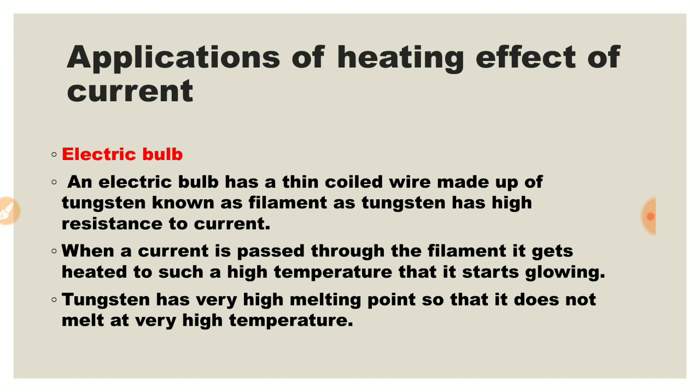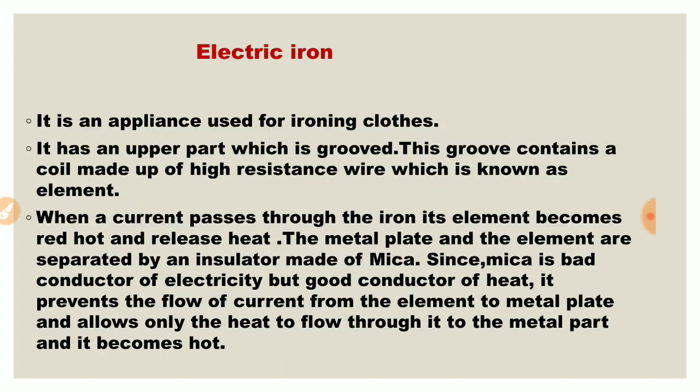Clear? And second reason why we use tungsten, because it has very high melting point, so that it does not melt at very high temperature. So electric bulb glows due to heating effect of electric current.